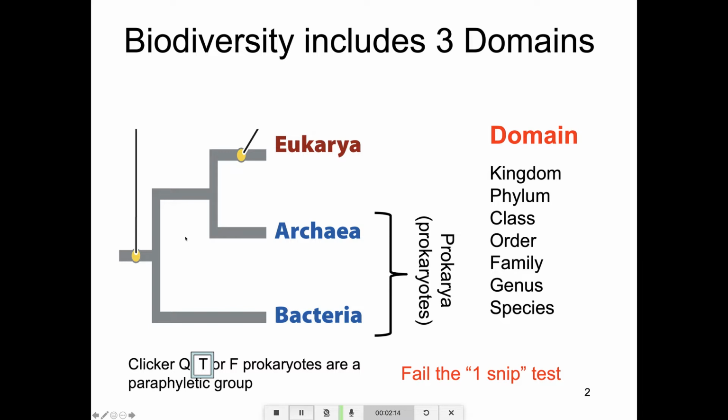So for example, if we snip the tree right here, we could get a monophyletic group, Eukarya and Archaea. But to get just the Archaea and just the Bacteria to fall off, you'd have to snip the tree here and here, or you'd have to snip it here and here. So you'd have to snip twice to get just the Archaea and Bacteria alone. Thus, they are considered to be a paraphyletic group.